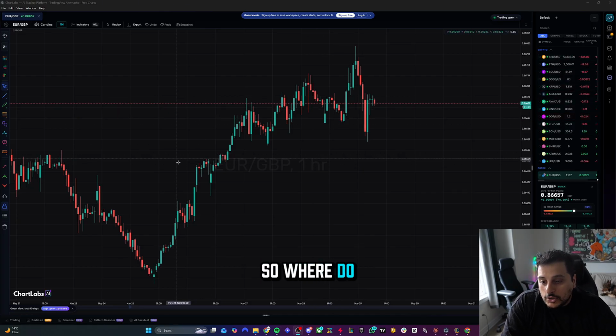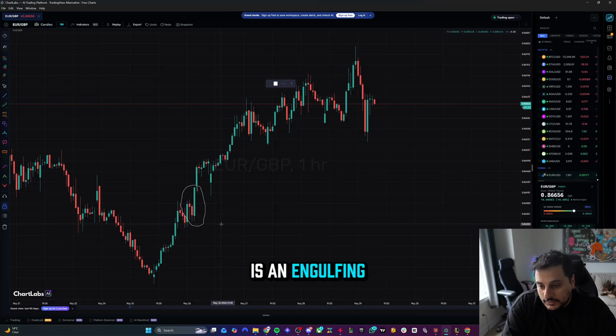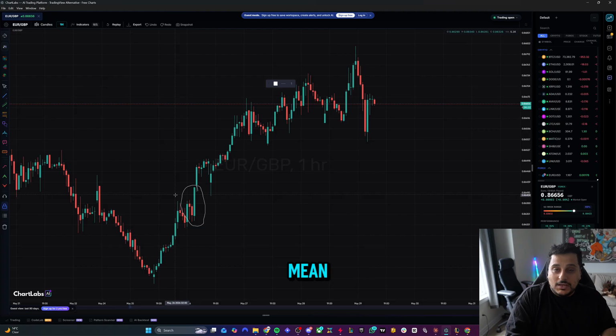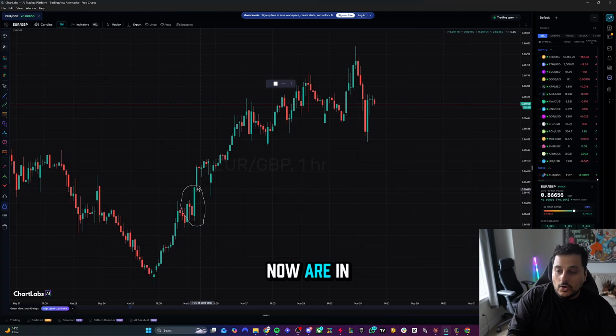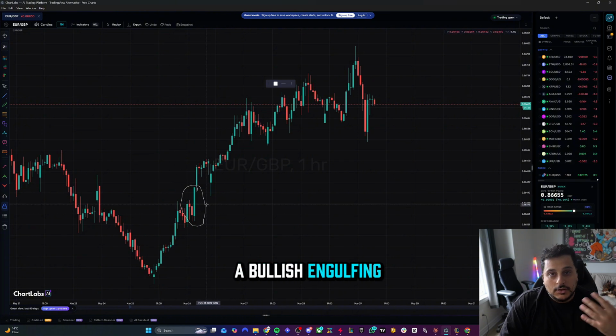So where do we see an engulfing candle over here? Well, it's actually very easy to spot. This right here is an engulfing candle. We can see that the last two red candles got completely engulfed by this one. This one's bigger than the last two candles. That's an engulfing candle. What does this mean? It means that the buyers right now are in control over here. So that's going to be a bullish engulfing candle.